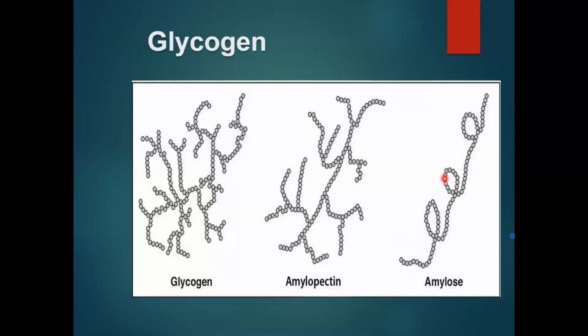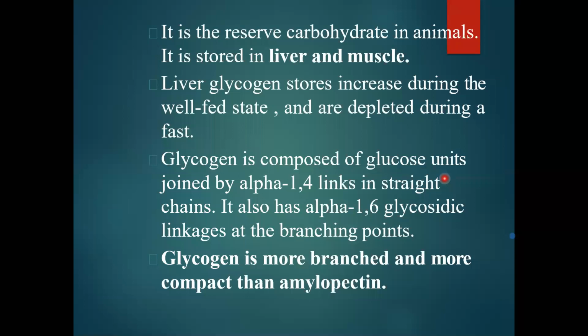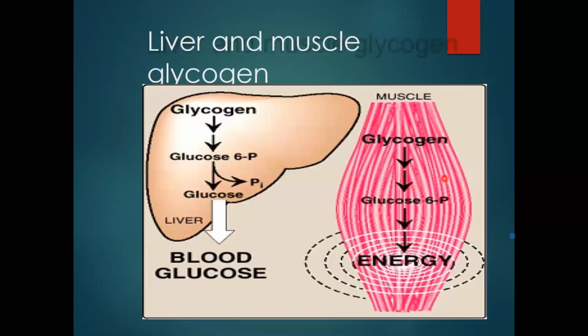Coming to glycogen. Glycogen is a reserve carbohydrate in the liver and muscles, and it is the storage form in humans. Liver glycogen stores increase during the well-fed state and are depleted during fasting. Glycogen has both alpha-1,4 and alpha-1,6 glycosidic linkages, and the places where we have alpha-1,6 linkages are called the branching points. Glycogen is more branched and more compact than amylopectin. So this is the entire picture of liver and muscle glycogen.